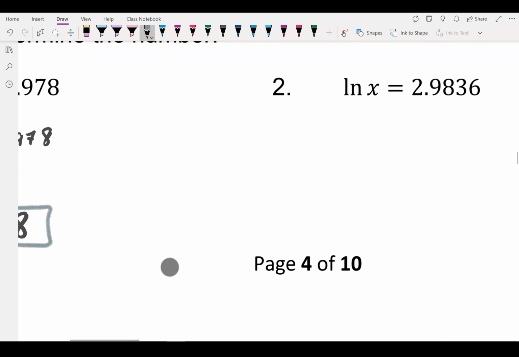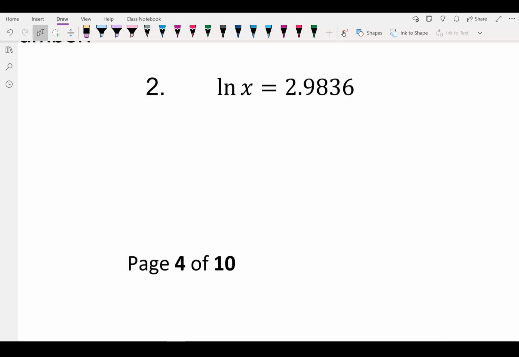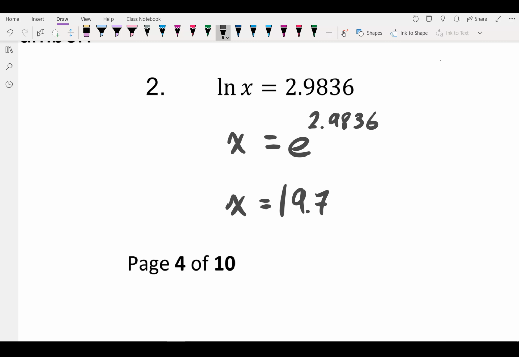Let's try the next one. Try it yourself first. We've got the natural log of x. All we need to do is get the anti-log. So x is e to the power of the right side. Really nice and easy to get it. 19.76.